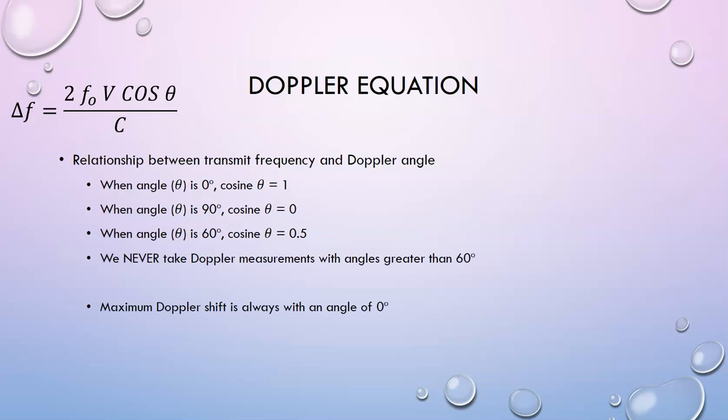And lastly, we look at the relationship between the transmit frequency and the Doppler angle. If we have no angle, if we're insonating parallel to the blood, then the angle is 0 and the cosine of 0 is 1. When we're at 90 degrees to the flow, the cosine of the angle is 0, therefore we get no Doppler shift. If you put a 0 in for your cosine of your angle, you're going to get 0 for your Doppler shift. When the angle is 60, the cosine is 0.5. And we never take Doppler measurements with any angle greater than 60. So from 60 to 90, we never take a measurement. Mathematically, our maximum Doppler shift is always going to be with an angle of 0.